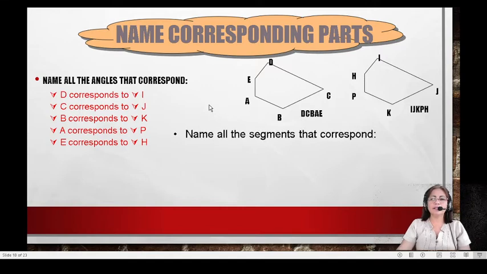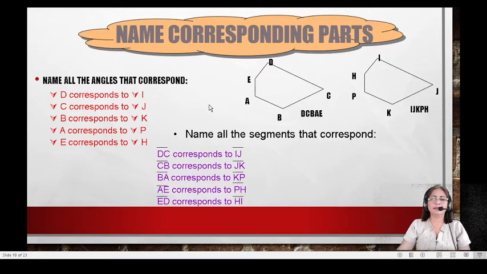Let's name all the segments that correspond. Line DC corresponds to line IJ. Line CB corresponds to line JK. Line BA corresponds to line KP. Line AE corresponds to line PH. And line ED corresponds to line HI.